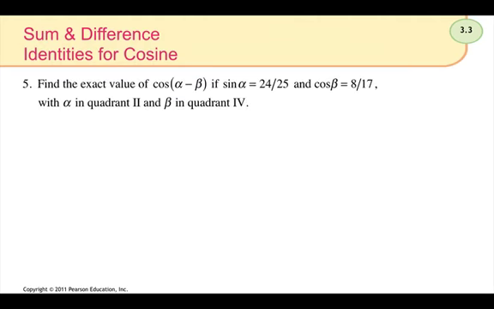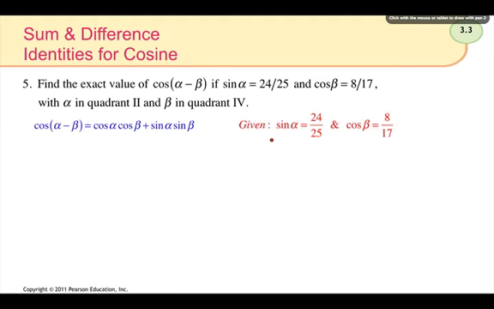So here's number 5. This is going to be a little bit different. It says find the exact value of cosine of alpha minus beta if sine of alpha is that and cosine of beta is that, with alpha being in quadrant 2 and beta being in quadrant 4. So this is what we're going to do. I need to find this, which is I'm using the identity, and this is what I get. From here, I'm going to highlight the given information, sine of alpha, cosine of beta.